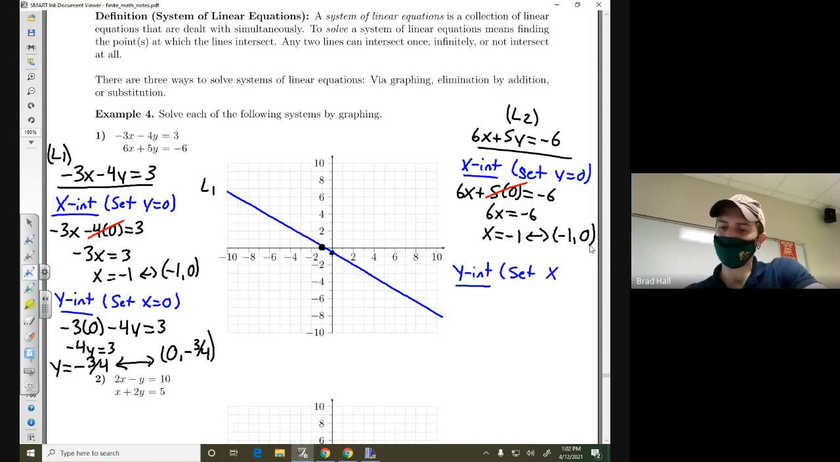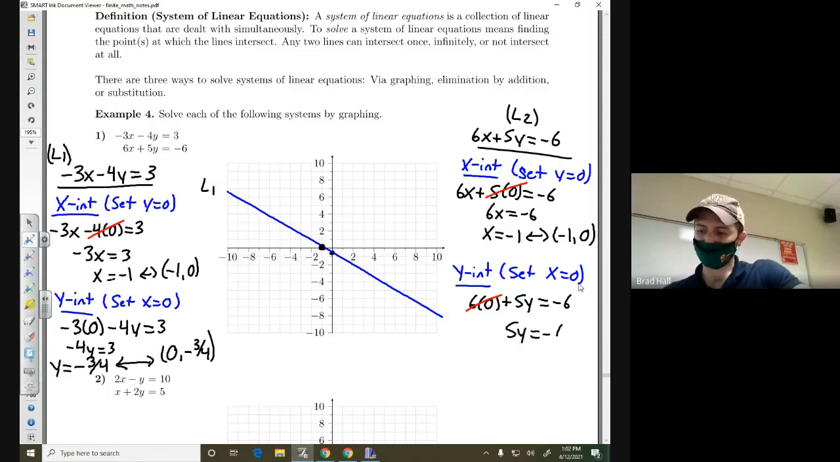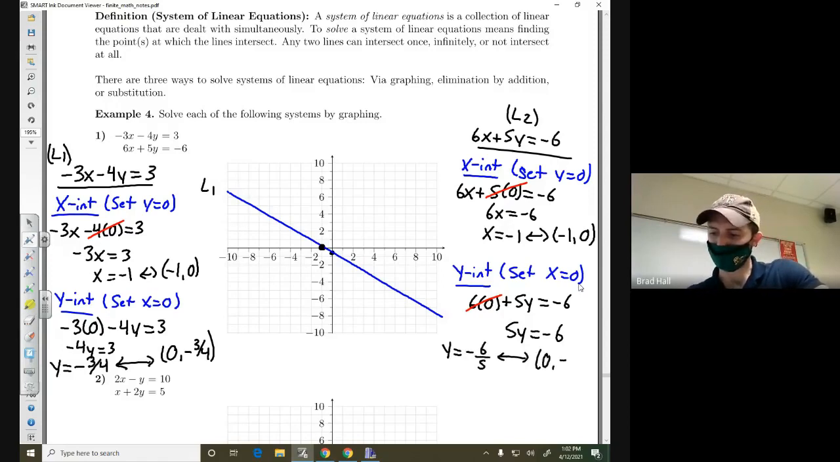Let's go ahead and set x is equal to 0. Okay, let's see. So 6 times 0 plus 5y is equal to negative 6. 6 times 0, 0 is out. 5y is equal to negative 6. Well, of course, we divide. And I'll go ahead and write that y is equal to -6/5. In other words, the ordered pair is 0, -6/5.